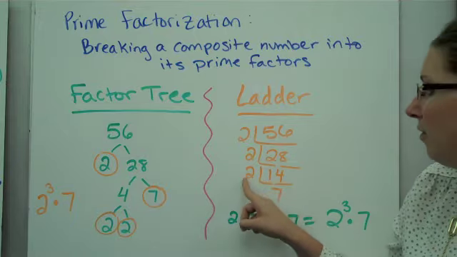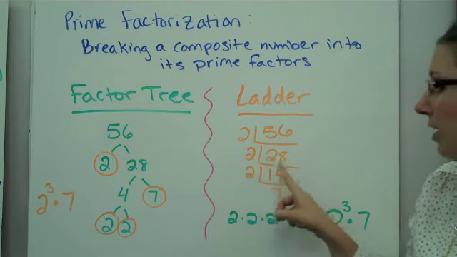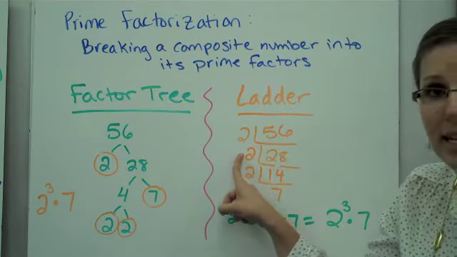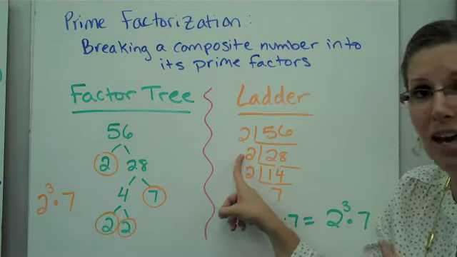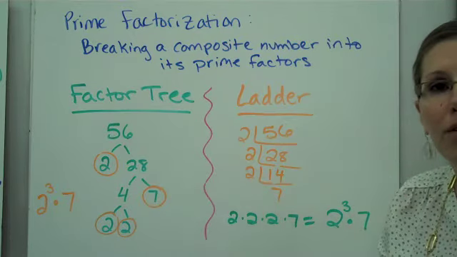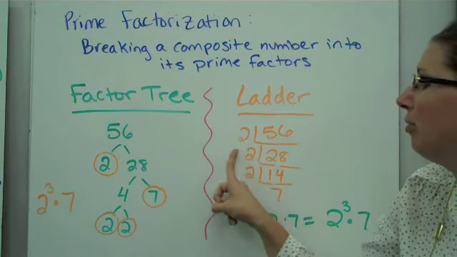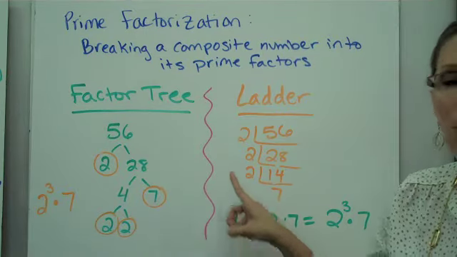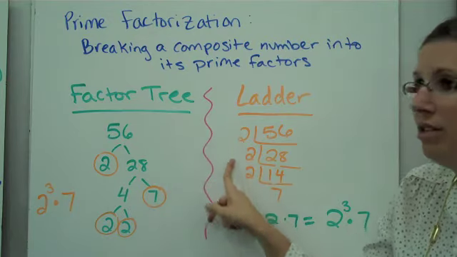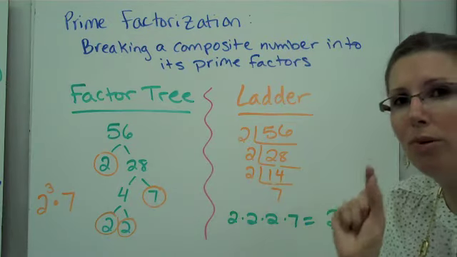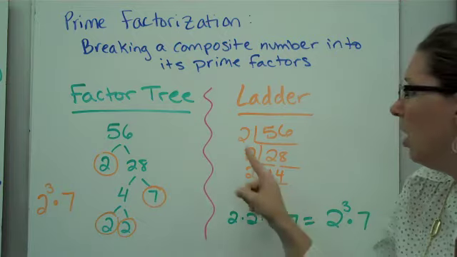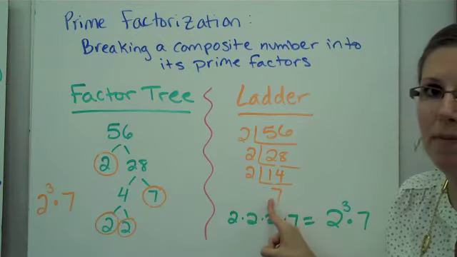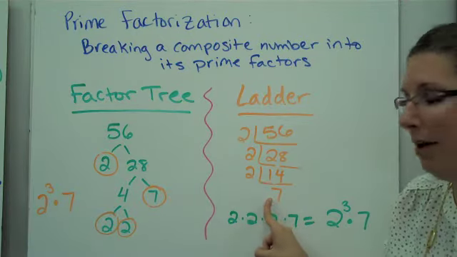Instead of dividing 28 by 4, I chose 2. The reason is I'm trying to get all my prime numbers over here on the left side. So when you're doing a ladder, think to yourself, what's the smallest prime number I can use with the ladder method? That'll help you out in the long run.